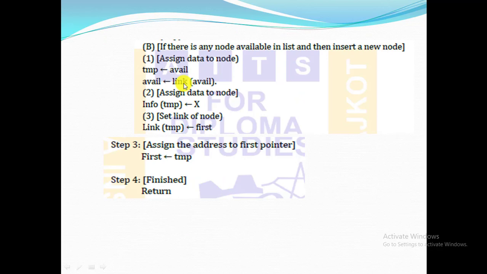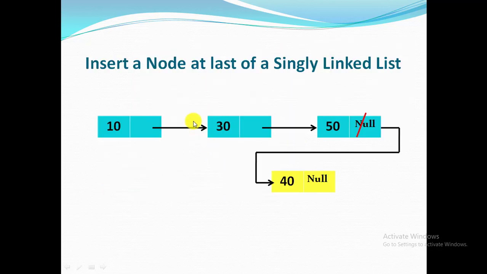Then if there is any node available in the list and then insert a new node, assign the data to the node, that is TMP is equal to oval, oval is equal to link of oval, then assign the value and set the link, that is link of TMP is equal to first. Then assign the address to the first pointer, that is first is equal to TMP.